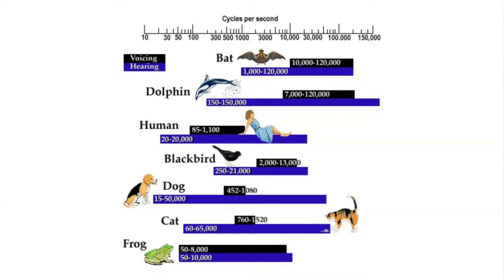But you can see also the ranges, like some animals are capable of receiving sounds in a much larger spectrum than humans. And I think this is just getting us to think a lot about what are the tools that we have biologically for detecting signals.